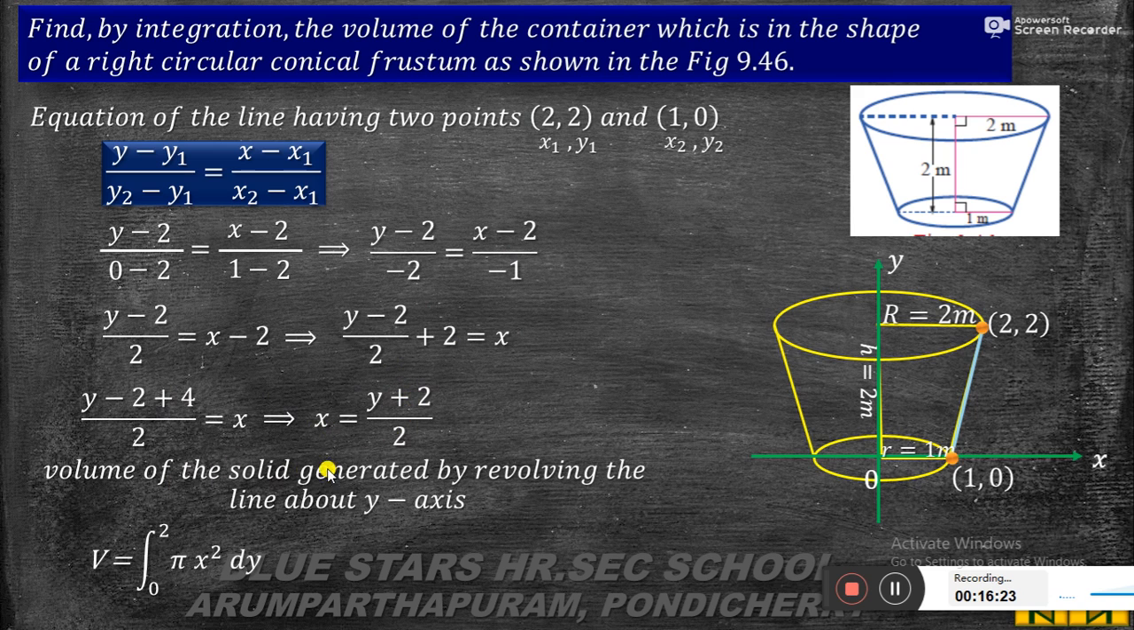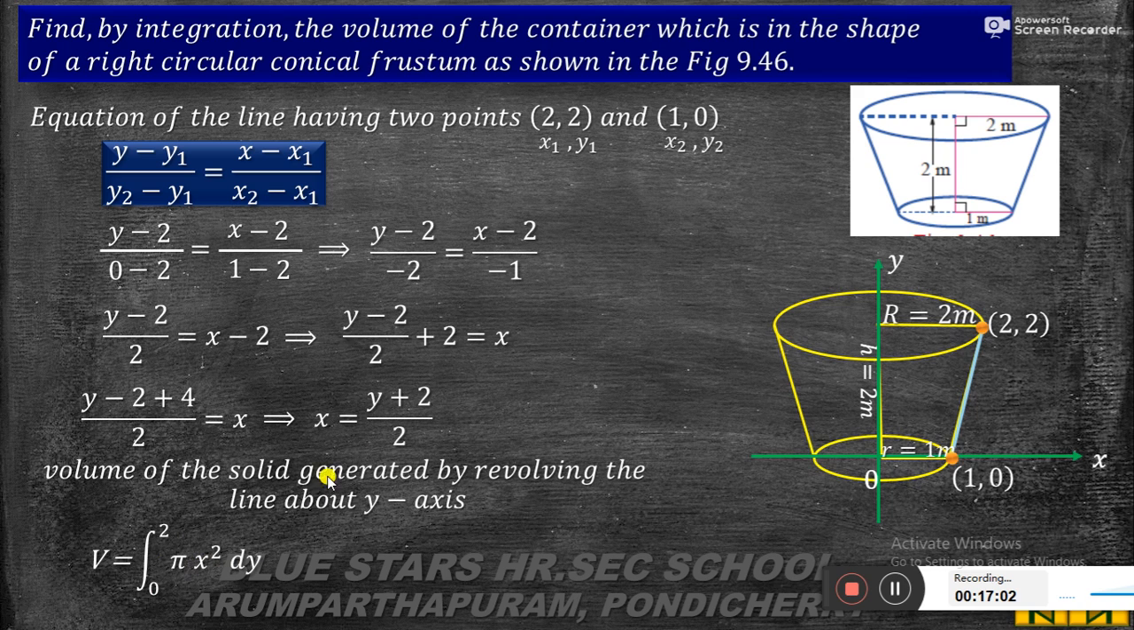Now the volume of the solid generated by revolving the line about the y axis, because the volume is made by revolving about the y axis. Therefore the formula is volume equal to the integral from a to b of pi x square dy. This is the formula about the y axis, where a and b mean you take the interval of y. Here the y value at this point is 2, so the limit is 0 to 2: integral 0 to 2 of pi x square dy.